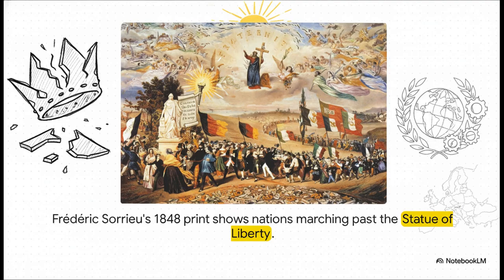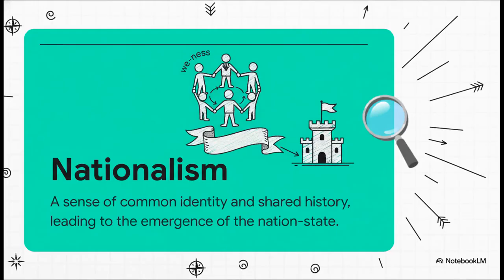Now look closely. You can see this long line of people from all over Europe and America. Each group has its own flag, its own costume, and they are all marching past the Statue of Liberty. And look here, on the ground, you see all the shattered remains of crowns and symbols of absolute rule. This wasn't real, of course. It was a utopian vision of a world made up of free, democratic nations. That painting really captures the main idea of this whole chapter, nationalism.